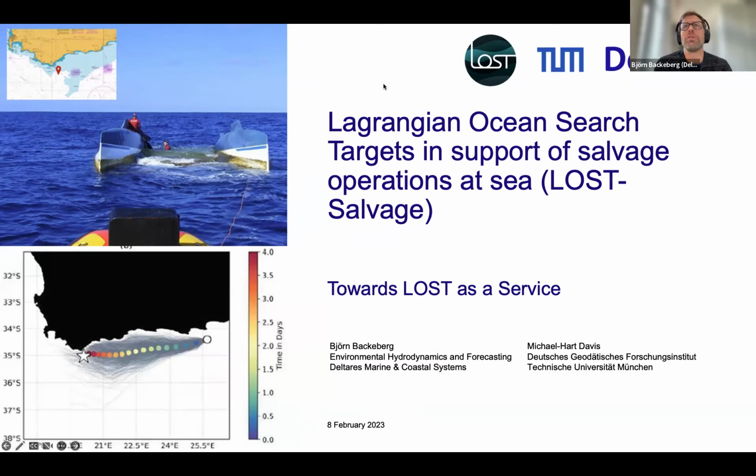So I'm going to give you an overview of our project, which is the LOST-Salvage project. Essentially, it stands for Lagrangian Ocean Search Targets in support of salvage operations at sea. This is a project that we started many years ago, developing search and rescue support for the South African National Sea Rescue Institute. It was initiated when some years ago a capsized catamaran was spotted off the coast of South Africa, and they needed some support in terms of finding it. We developed a particle tracker together with the National Sea Rescue Institute to facilitate these kinds of trajectories and search area estimates.